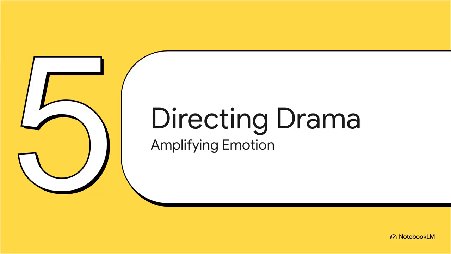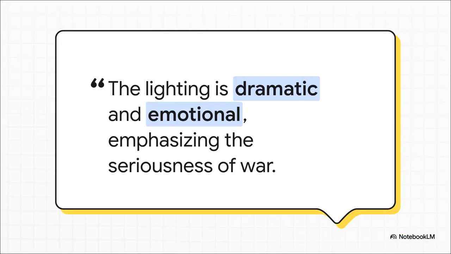So, we have the world, we have the characters, and we have the emotional theme. But how do you make sure the audience really feels all of that? Well, that takes us to our last section, directing the drama. This is where the brief gets technical, giving specific instructions to crank up that emotional impact. And here it is. This is the key to the entire mood. The instruction says the lighting should be dramatic and emotional.